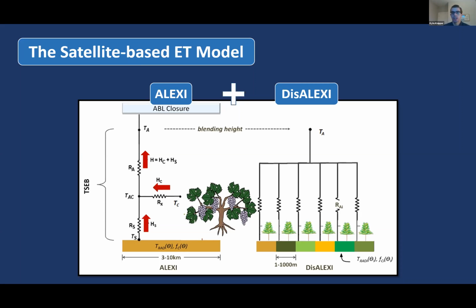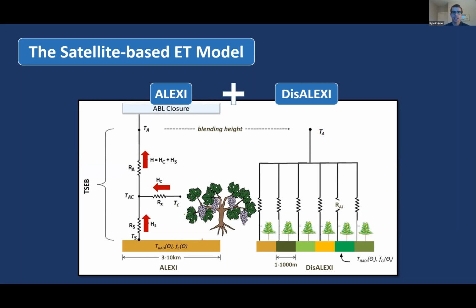Essentially, ALEXI runs TSEB twice during the morning hours, once after sunrise and once before local noon. Then through the coupling of this atmospheric boundary layer model, it internally simulates air temperature at the blending height, which ensures that the air temperature is consistent with the modeled surface fluxes from TSEB.